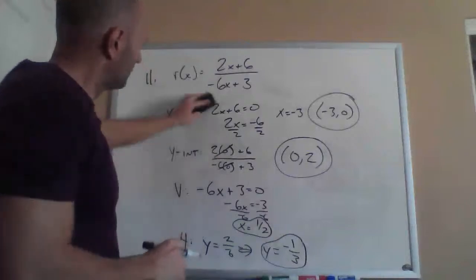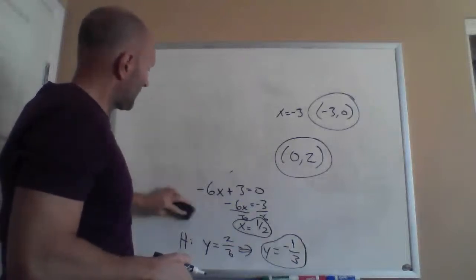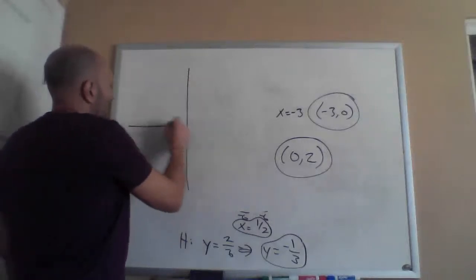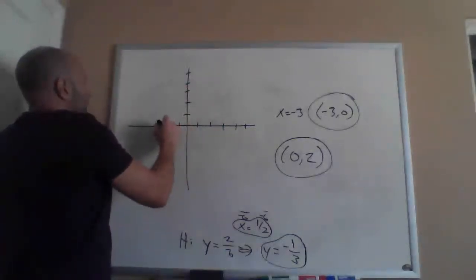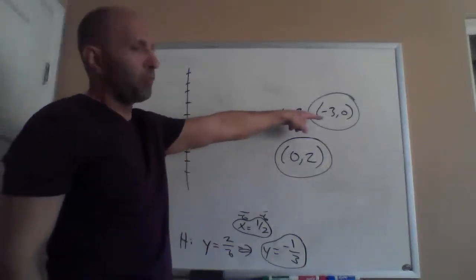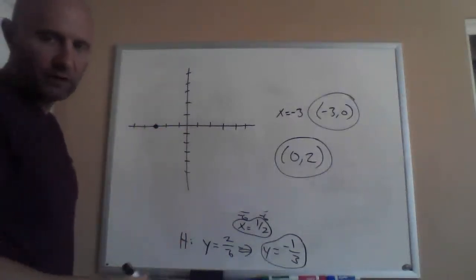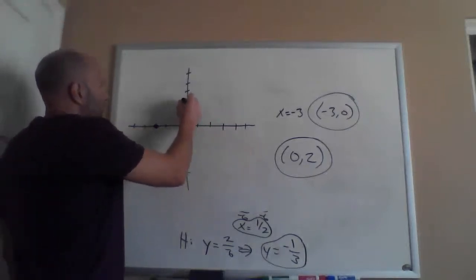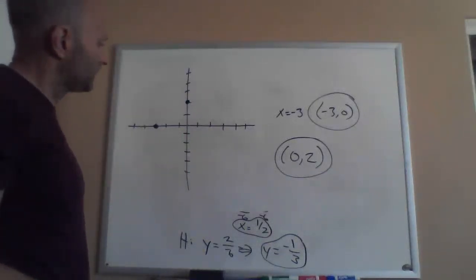So now that I have that information, I'm going to erase this now. I'll leave the answers, but I want to show you how we can sketch this based on the information that we have. So our x-intercept is what? Negative 3, 0. So that's over here. That's where this graph crosses the x-axis. The y-intercept is at 0, 2. So up here. So that's the only place that it crosses the y-axis.